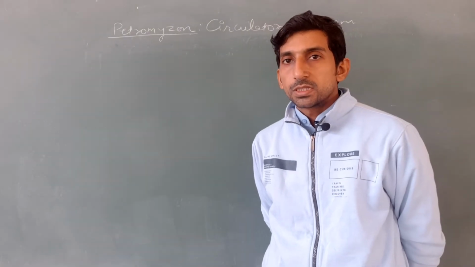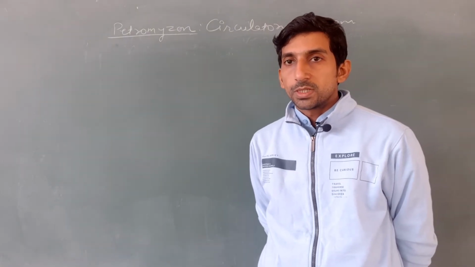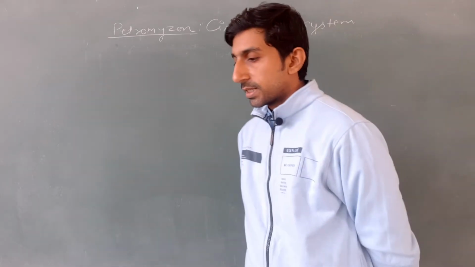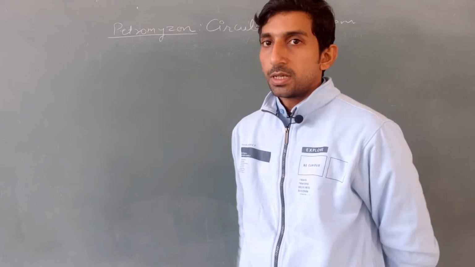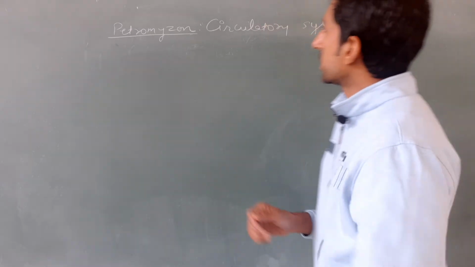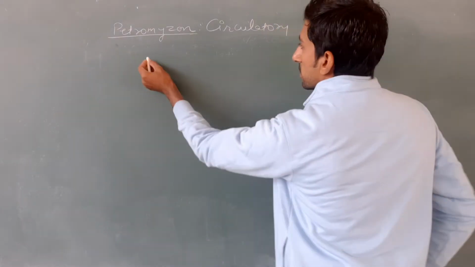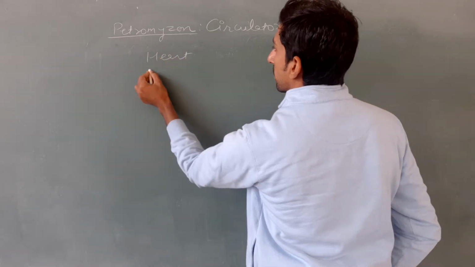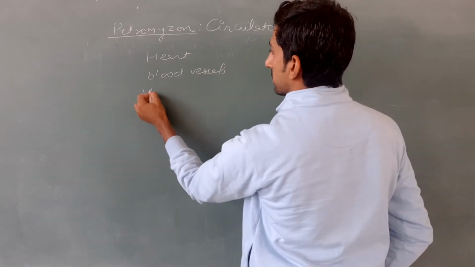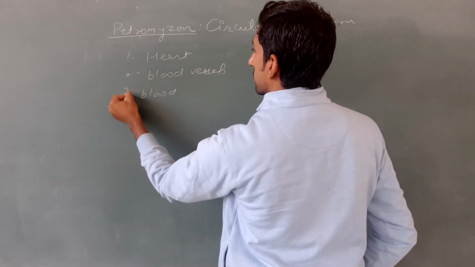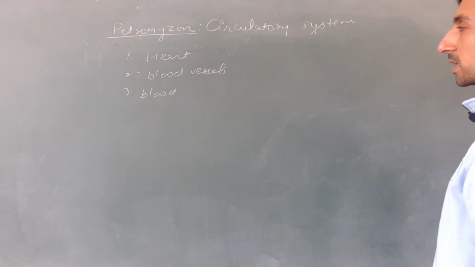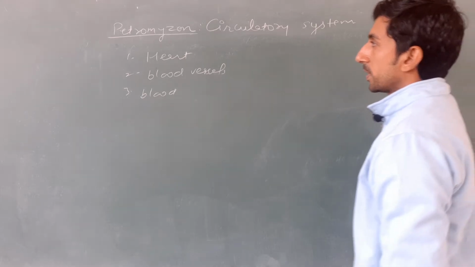In this video, we will discuss the circulatory system of Petromyzon. If we see the components of the circulatory system of any organism, any animal, then these components may be heart, blood vessels and blood. So in case of Petromyzon, these three components are also heart, blood vessels and blood. These are the three components of the CV system or cardiovascular system or circulatory system of Petromyzon.